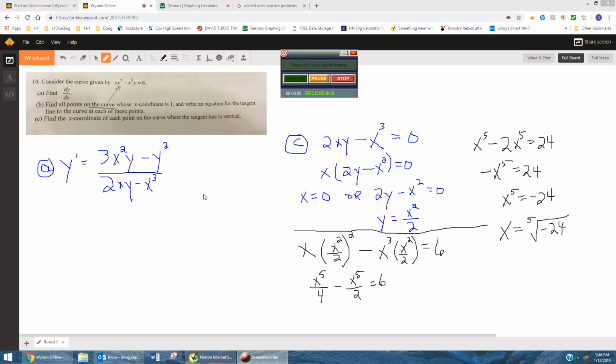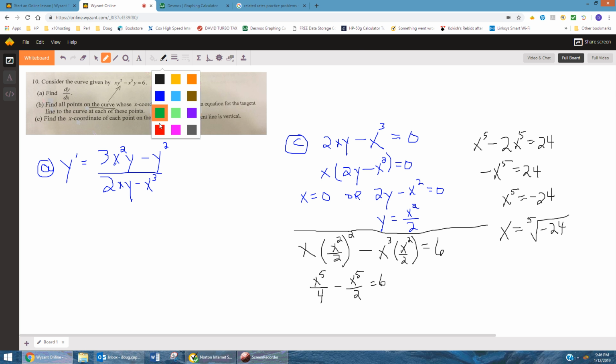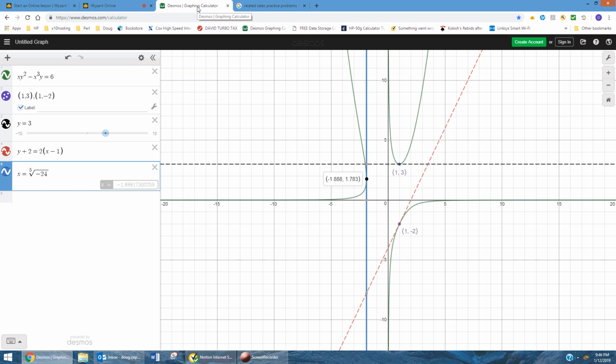Okay, Jane, here's some help with problem number 10C. If you remember, we found y prime for part A was this expression right here. We also found the two tangent lines at the points in the curve where the x-coordinate was 1, and here was an indication of that. We found the points to be (1, 3) and (1, -2).